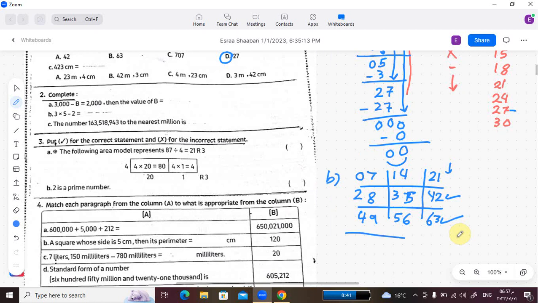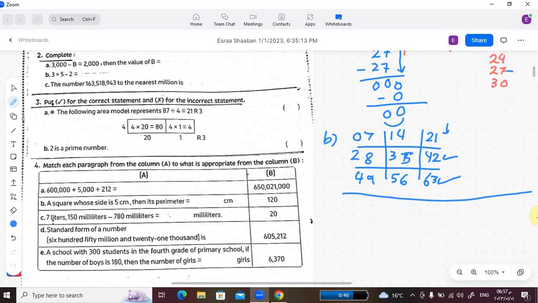Question letter C. 423 centimeter equals how many meter and how many centimeter? When I need to convert 423 centimeter to how many meter and how many centimeter, write the metric units: kilometer, meter, decimeter, centimeter, sorry, millimeter. When I convert from kilometer to meter, 1000.